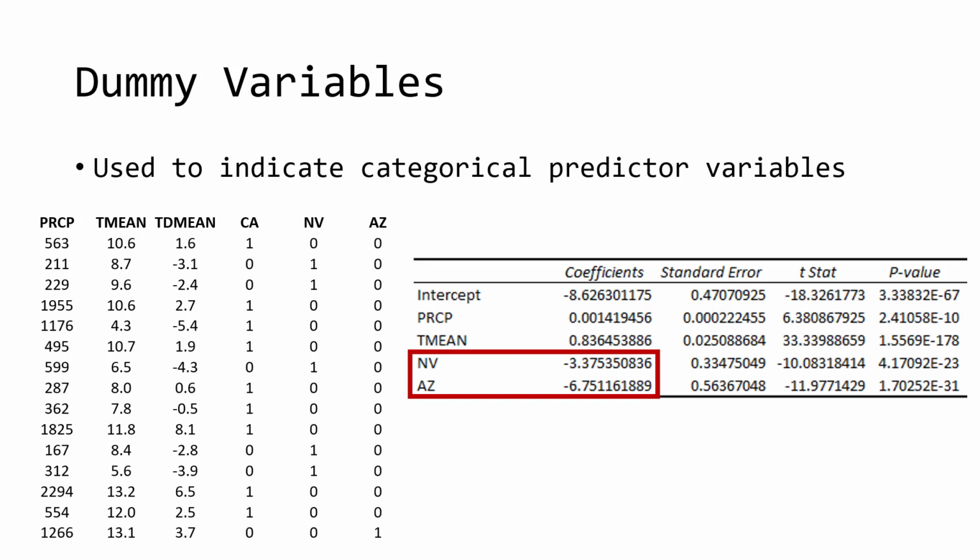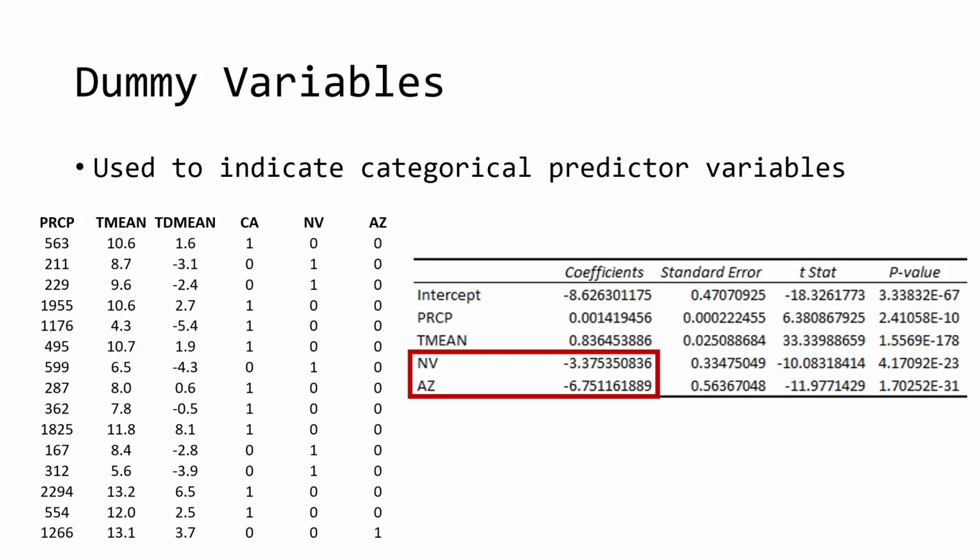Imagine in this situation that California is our baseline and we want to see the effects of switching to Nevada or Arizona. We might use Nevada and Arizona as the dummy variable columns with the implication that a site with a 0 in both the NV and AZ columns is a site in California.